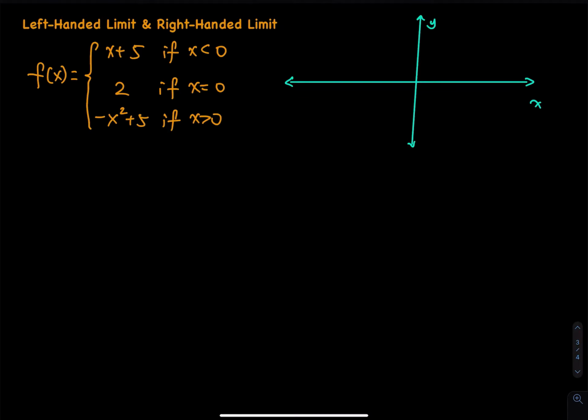Let me take a couple minutes to explain left-handed limit and right-handed limit. You can also call this left side limit or right side limit. We have a piecewise function f of x equals x plus pi if x is less than 0, the function equals 2 when x is equal to 0, and then we have a parabola if x is greater than 0. So let's sketch the graph really quick.